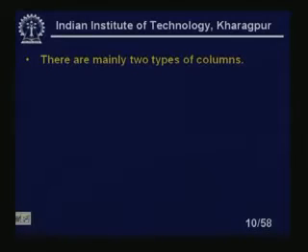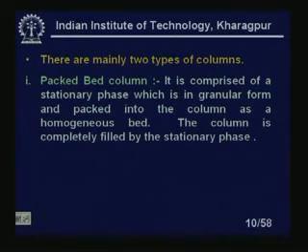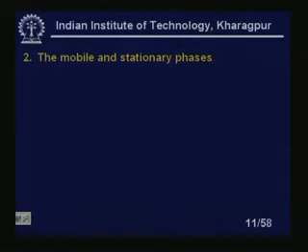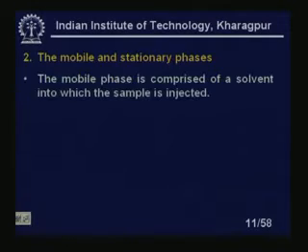There are mainly two types of columns: the packed bed column and the open tubular column. Let us discuss one by one. The packed bed column is comprised of a stationary phase in granular form, packed into the column as a homogeneous bed. The column is completely filled by the stationary phase. In the open tubular column, the stationary phase is a thin film or layer on the column wall, and there is a passageway through the center of the column through which the feed will pass.